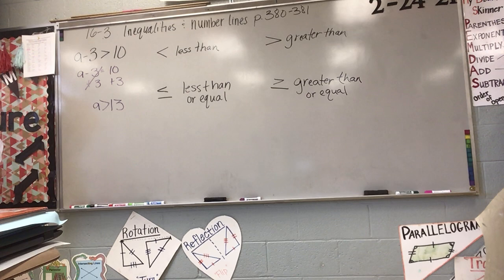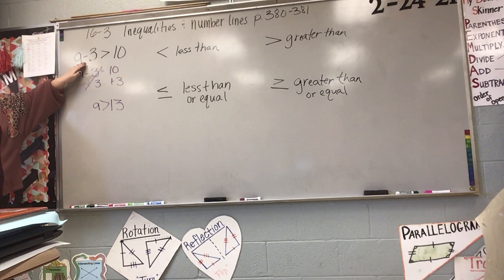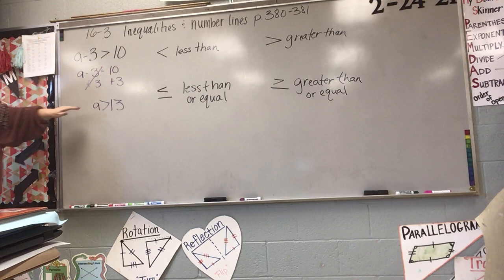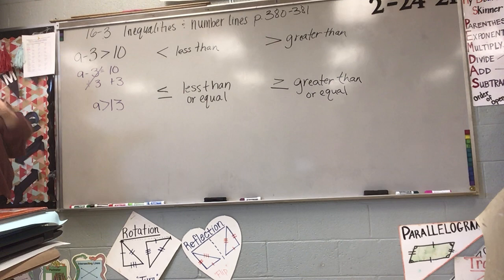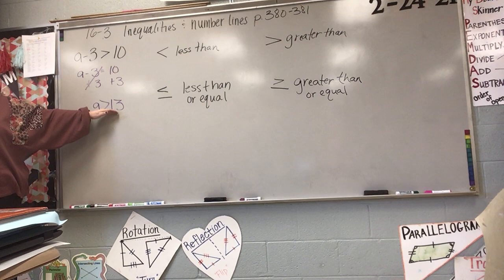So, what could A be in order to make this statement true? 13. Nope, couldn't be, because 13 minus 3 is 10, and 10 is not greater than 10. It can be a 14. Could be 14. 15. Could be 100. Could be 10 million. Could be 50 billion. Could be infinity. Okay. Do you see what we've done? We solved it like it was an equation, but we had to make a number that was fixing it.